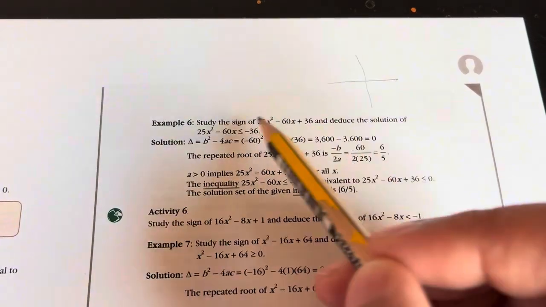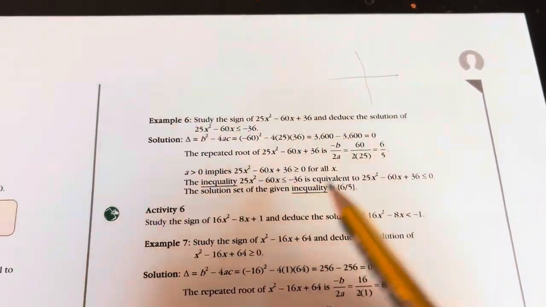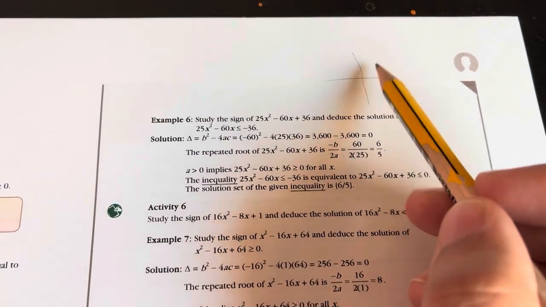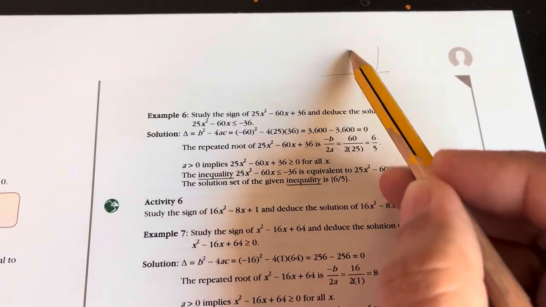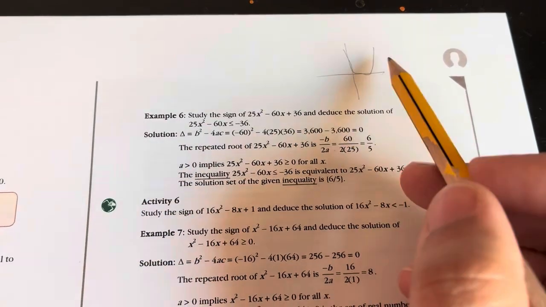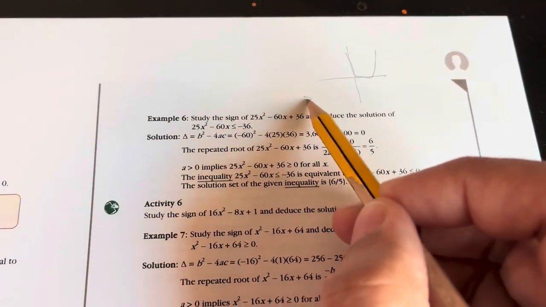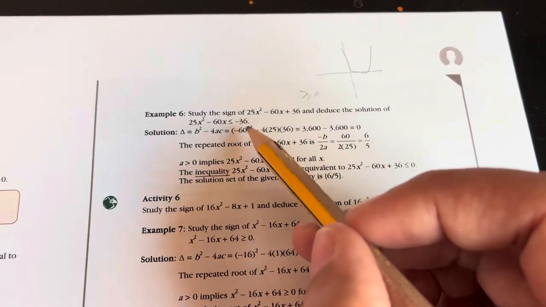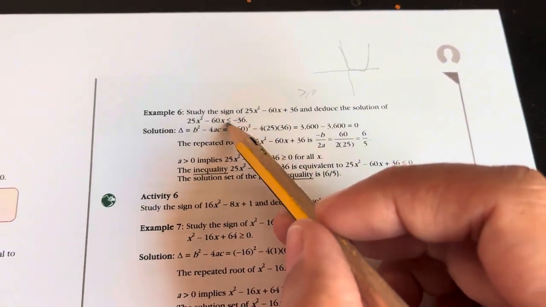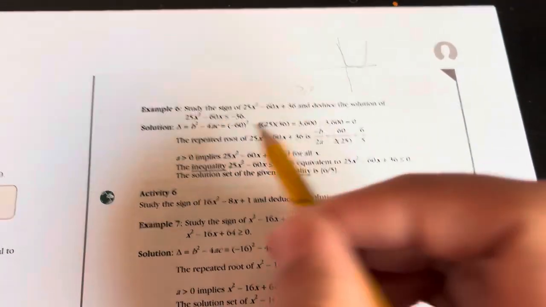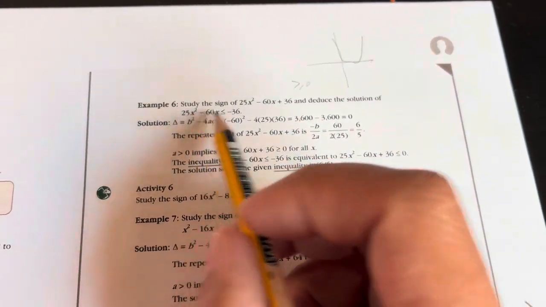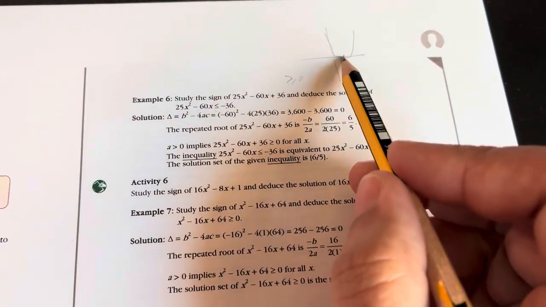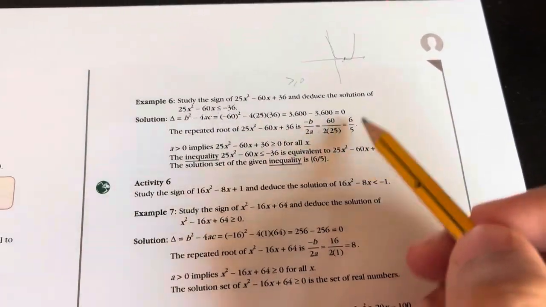So my equation, since a is positive and this radical b squared minus 4ac is 0, may be something like this. This one is greater than or equal to 0 for all the values of x. He wants less than or equal. Less than 0 will never happen, so only you have equal to 0. So this equation is equal to 0 only at the root. So the set of solution is only the root, which is 6 over 5.